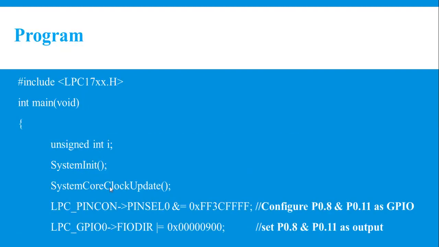Then with the help of the pin selection 0 register, you are configuring the 8th pin and 11th pin as GPIO. This is an instruction. This pin selection 0 comes under the pin configuration structure, and you earlier saw the value. With the help of the FIODIR register, you are setting the direction of the 8th pin and 11th pin of port 0 as output. This direction register comes under LPC_GPIO0. Since you are changing the 8th pin and 11th pin corresponding to port 0, this should come under the structure LPC_GPIO0.